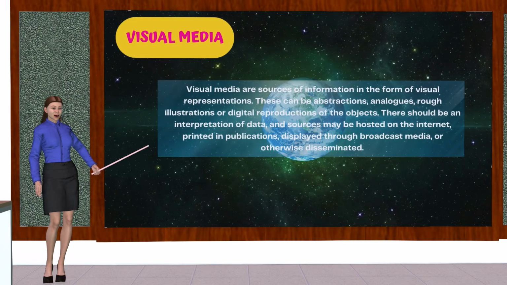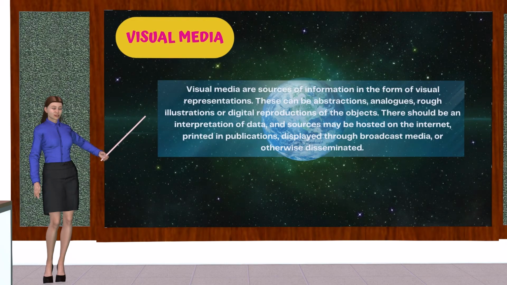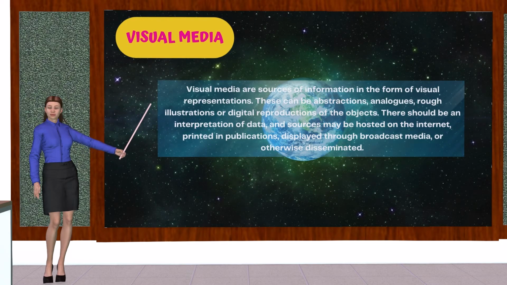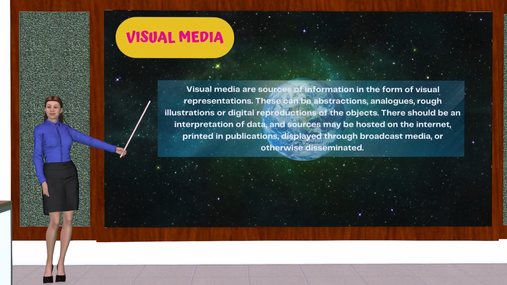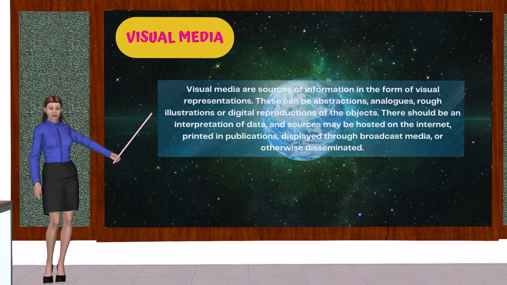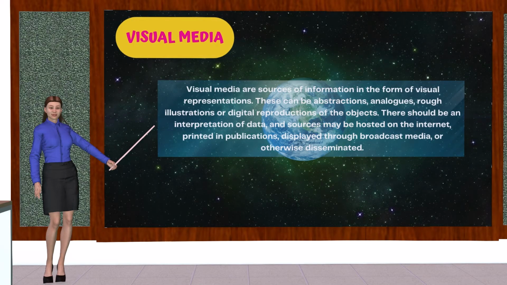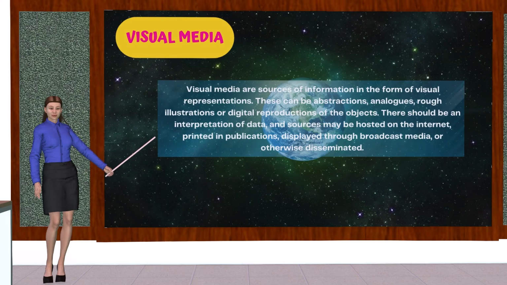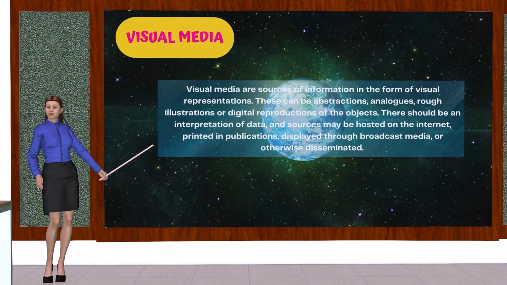When we say visual media, these are sources of information in the form of visual representation. These can be abstractions, analogs, rough illustrations, or digital reproductions of the objects. There should be an interpretation of data, and sources may be hosted on the internet, printed in publication, displayed through broadcast media, or otherwise disseminated.